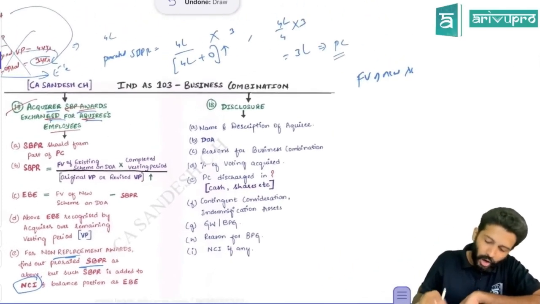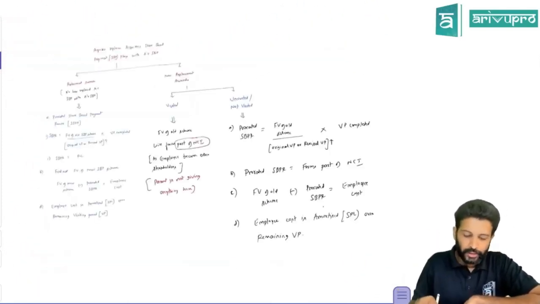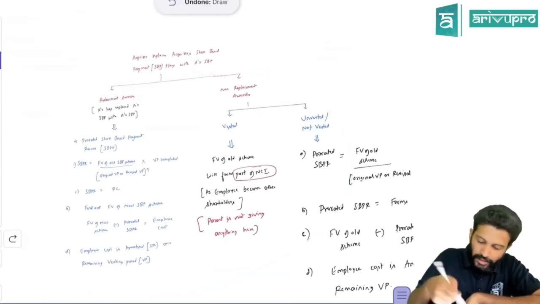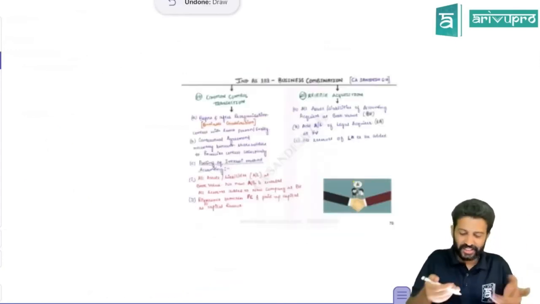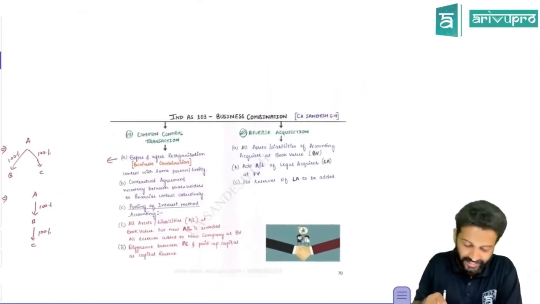Okay. All right. Disclosure is not really that important. In fact, I've given you the prorated SBPR. All this we did in regular class. So I think it's fine now. I'll leave that there.